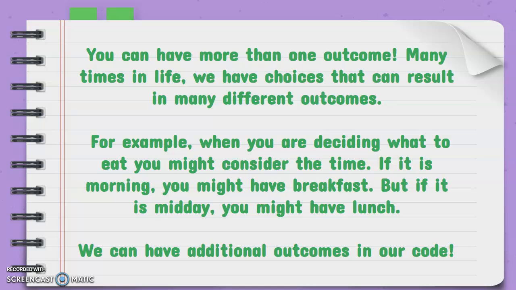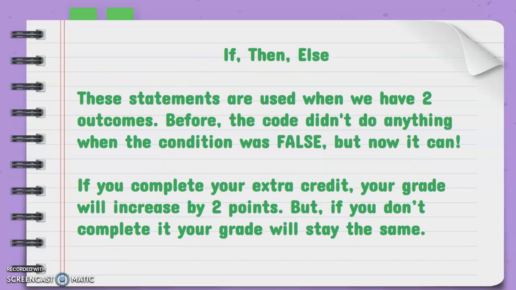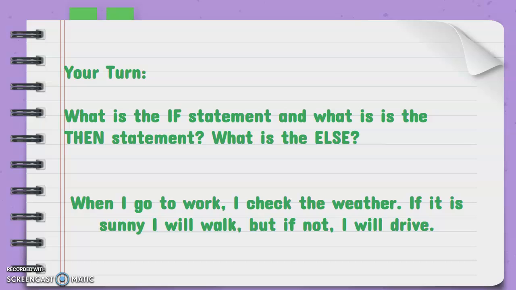We can also have additional outcomes in our code. If, then, else. These statements are used when we have 2 outcomes. Before, the code didn't do anything when the condition was false, but now it can. If you complete your extra credit, your grade will increase by 2 points. But if you don't complete it, your grade will stay the same.